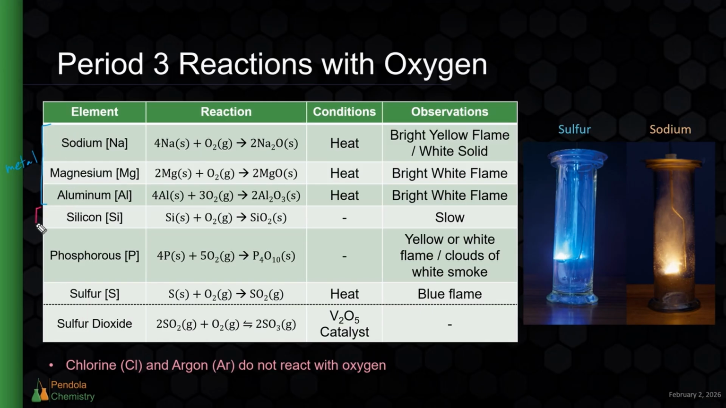Once we get to silicon, silicon is a giant covalent network. So silicon is giant covalent, which is going to give it its own unique set of reactions, or its own unique set of circumstances. So we go from metals to a giant covalent structure to then sulfur, phosphorus, and eventually also chlorine and argon, which are simple molecular.